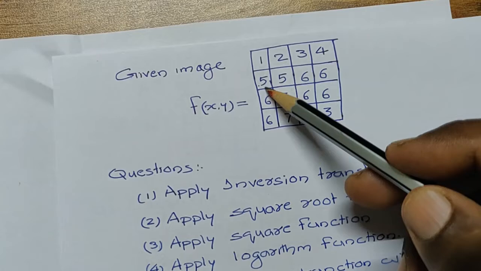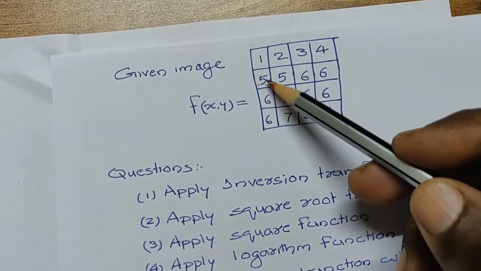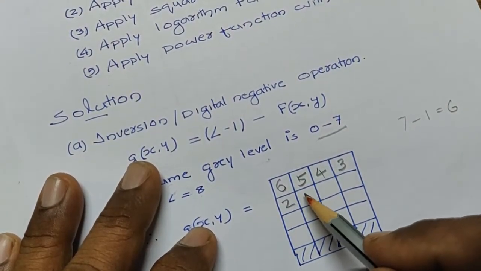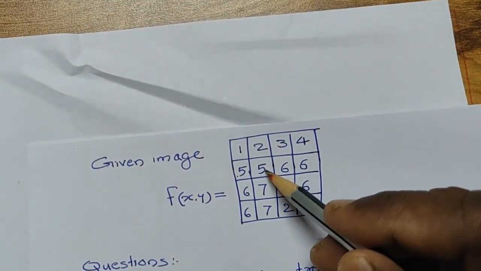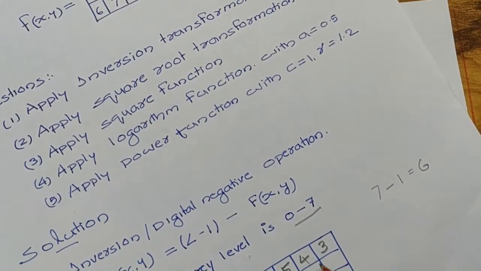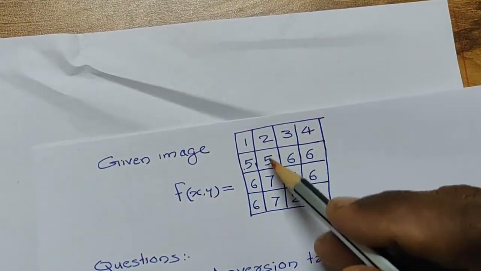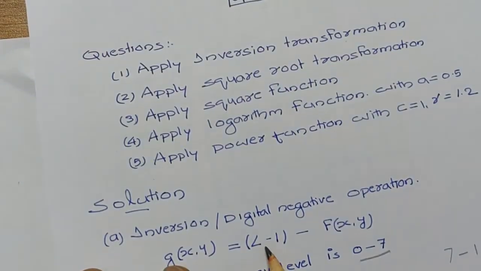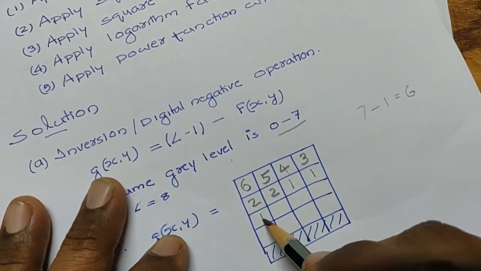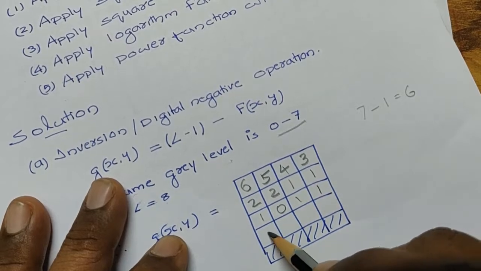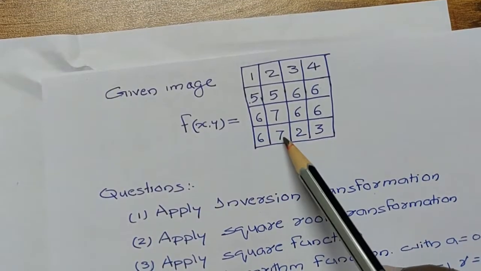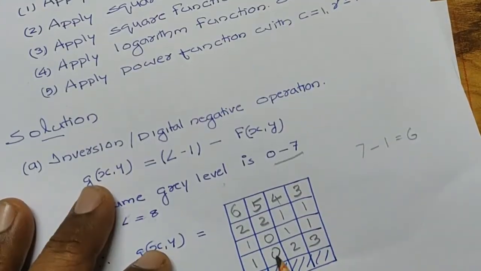Now take the second row. Here 5 is the first element. Now 7 minus 5 is equal to 2. Again take the second element of the second row. It is 5. 7 minus 5 is equal to 2. So similarly, we can do all the transformation by using this equation, L minus 1 minus f of x, that is 1, 1, 1, 0, 1, 1, 1, 0, 2, 3. Here is a 0 because the value is 7. 7 minus 7 is equal to 0.